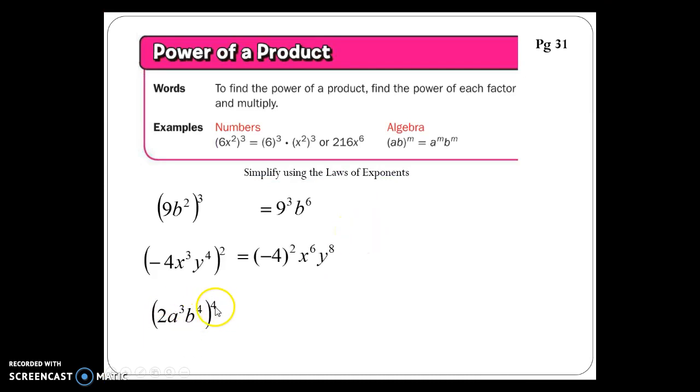All right, we're taking a look at this last one. Again, we're going to say 2 to the 4th, because that's 2 to the first power, 1 times 4 is 4. a to the 12th, 3 times 4 is 12, and b to the 16th. Okay, 2 to the 4th, a to the 12th, b to the 16th.